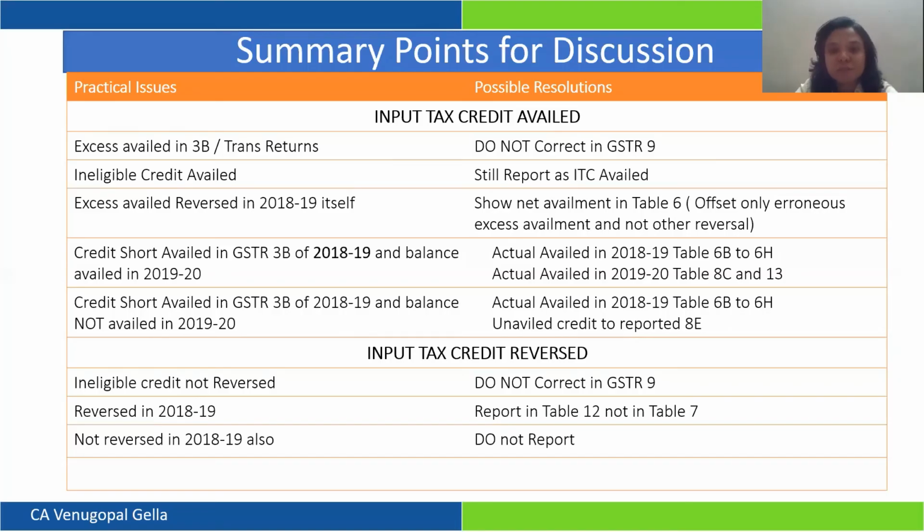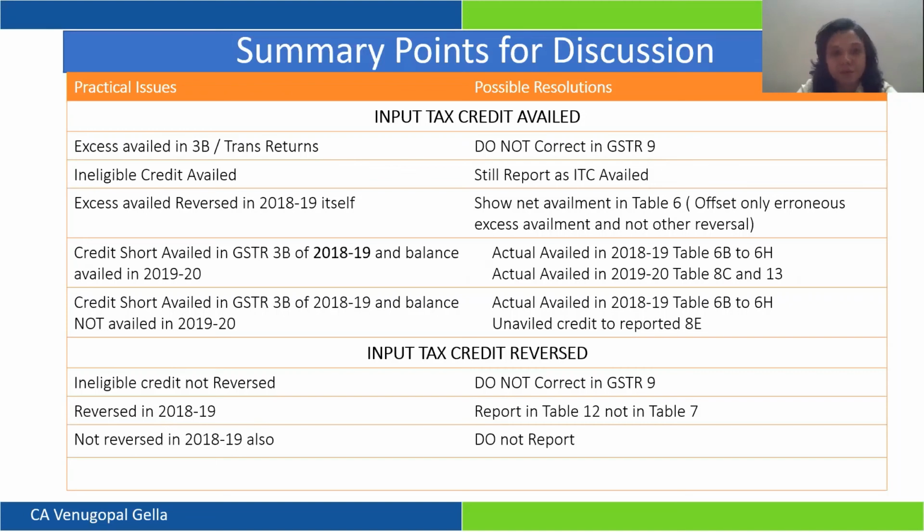So the overall summary of reportability of input tax credit in GSTR-9 would be, if the input tax credit is availed excess in 3B or the TRAN return, do not correct in GSTR-9. That is, GSTR-9 is not the place for correcting the input tax credit. Ineligible credit is availed in GSTR-3B. Report the same thing in GSTR-9.